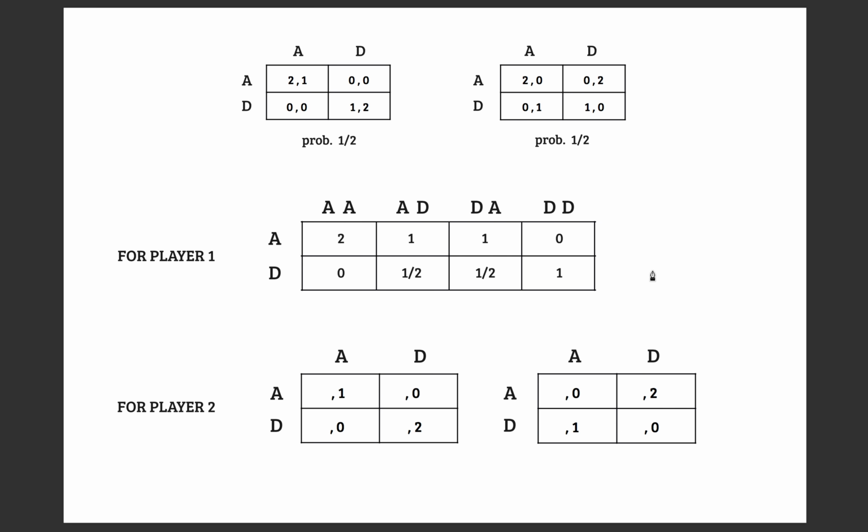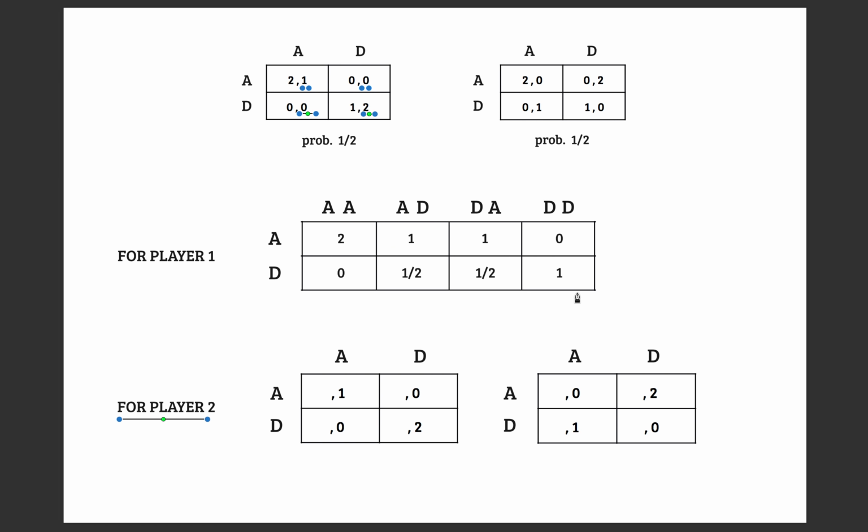The payoffs for player 2, or the numbers that we have to compute, are just these ones, those payoffs. So now, we have done this, and we want to compute the Nash equilibrium.